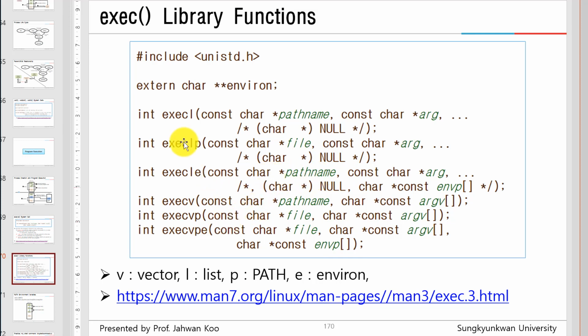execlp, execvp, execvpe functions have file arguments. That means you can specify just the name of the file to be executed. How can the functions find out the file? The functions make use of the path environment variable to find the file to be executed. In here, p means path environment variable. For more information, you had better refer to the manual pages.